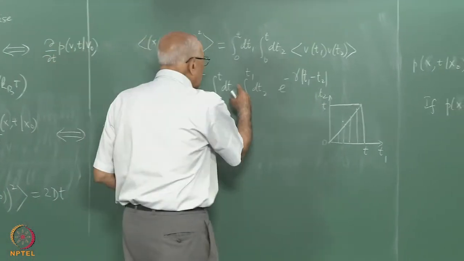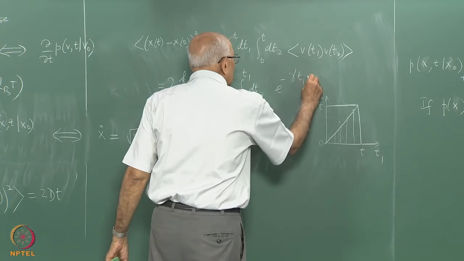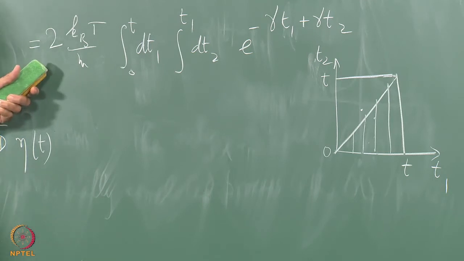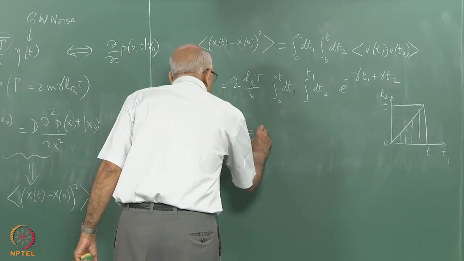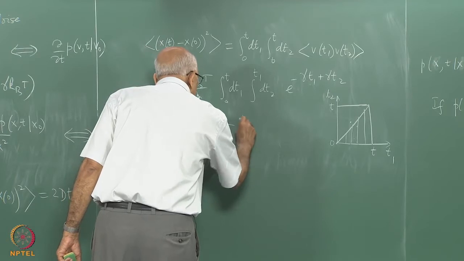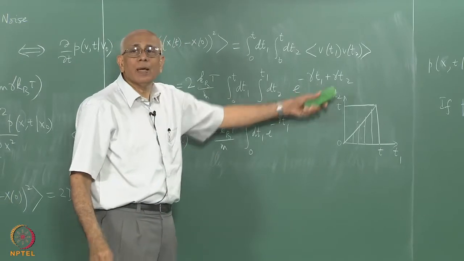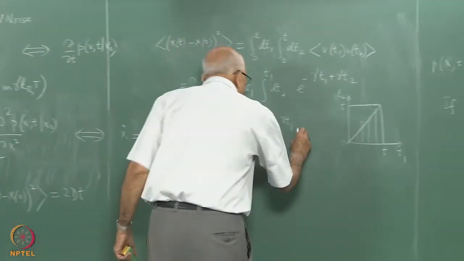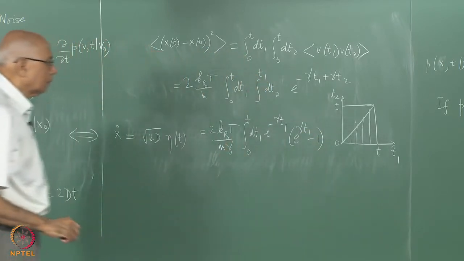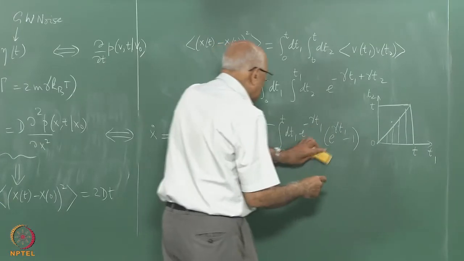And now since t1 is always bigger than t2, I can get rid of the modulus and write it as t1 minus t2. And I put the factor 2 outside. Which is equal to twice k_B T over m, integral 0 to t dt1 e to the minus gamma t1, and then I integrate e to the gamma t2 from 0 to t1, so that's trivial. This is equal to e to the gamma t1 minus 1 over gamma. But this I can write as 1 minus e to the minus gamma t1, so.